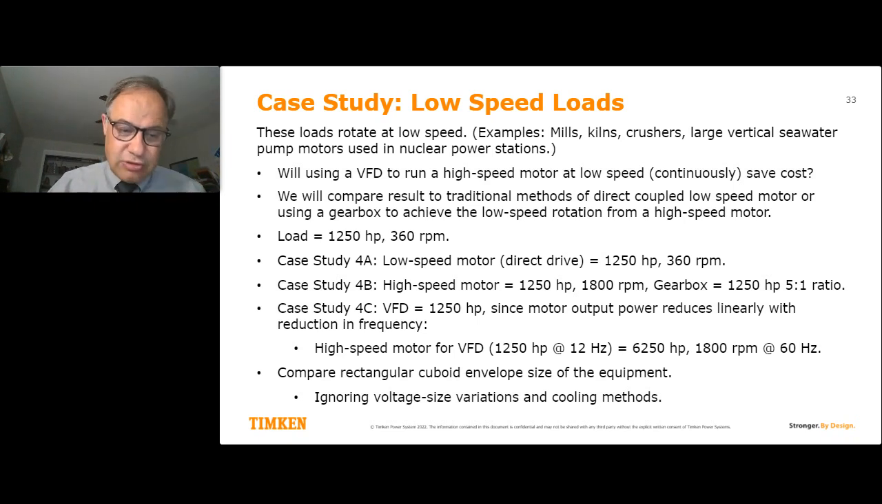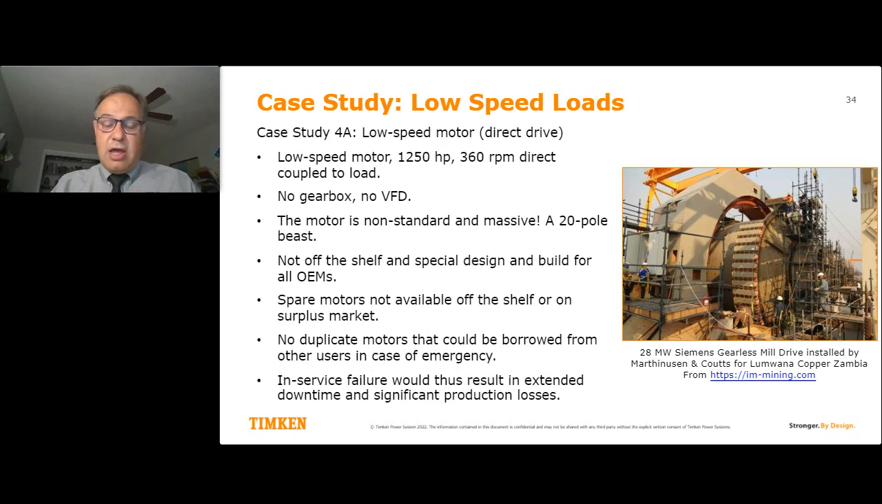But let's get into that. We will look at the rectangular cubic envelope size of the equipment. So starting off with our first scenario, a direct drive, there you can see a beautiful example of a 28 megawatt Siemens gearless mill drive. In other words, you have no gearbox. This one is slightly different because the motor is actually a wraparound. It's around the mill. That's not that common, but you have a low-speed motor, a massive machine.